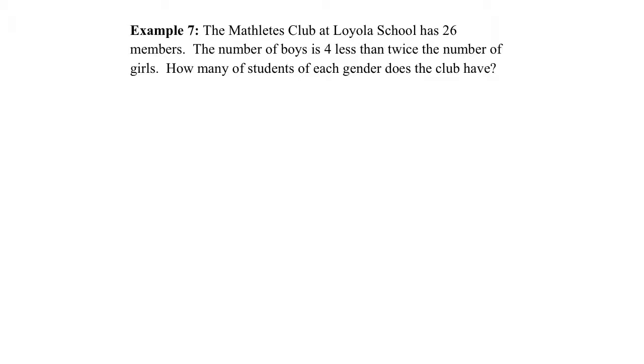Example 7, last one for 1-8 here, and we're at 4-9. Mathematics club at Loyola School has 26 members. The number of boys is 4 less than twice the number of girls. How many students of each gender does the club have?